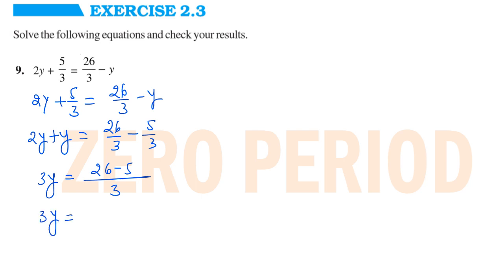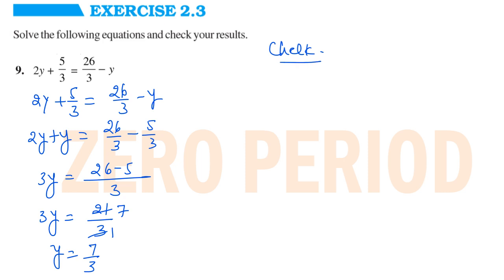3y equal to 26 minus 5, it is 21. 21 by 3, 3 goes 7 times. So y equal to 7 upon 3. This is your answer. Now do the check.